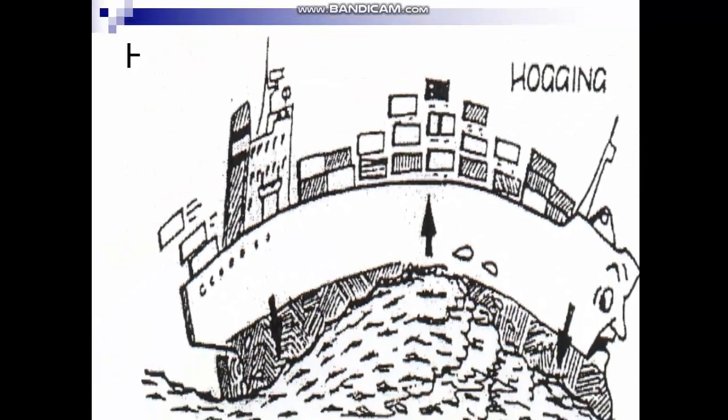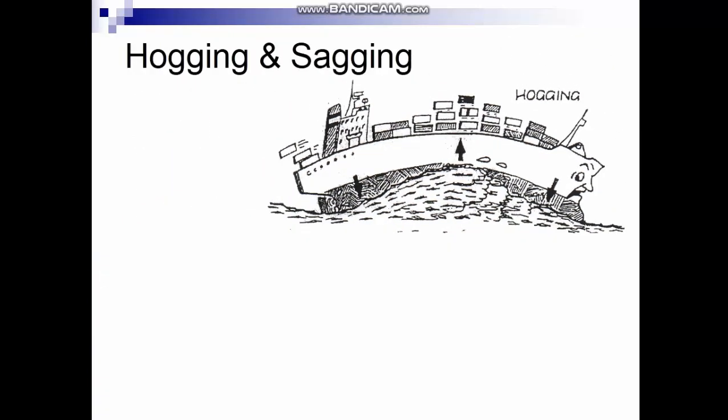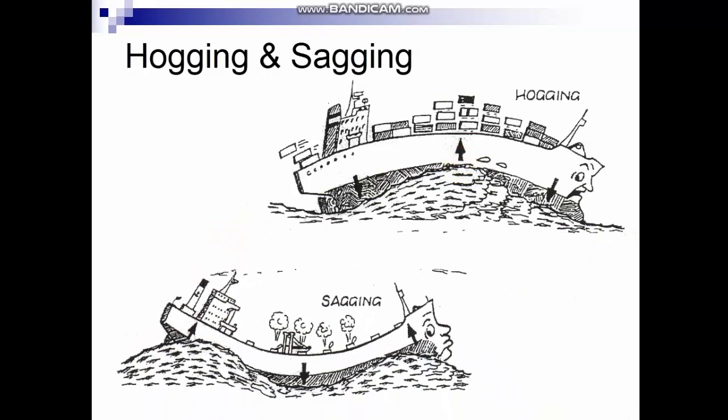As you see in the example of hogging, the keel is in compression and the deck is in tension, and here you see the keel is in tension and the deck is in compression. So the first one is hogging, and the second one is sagging.